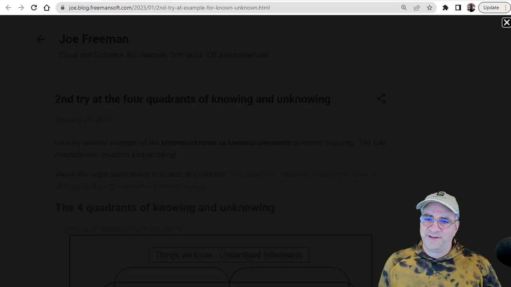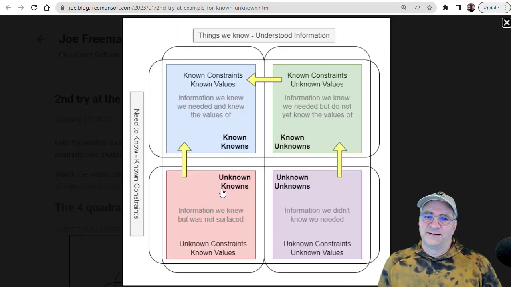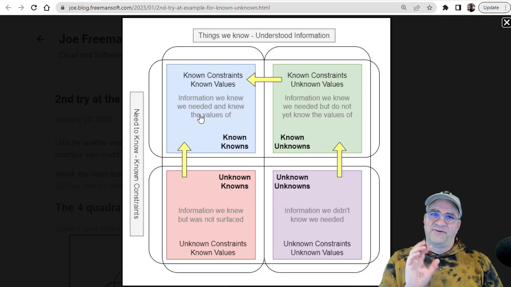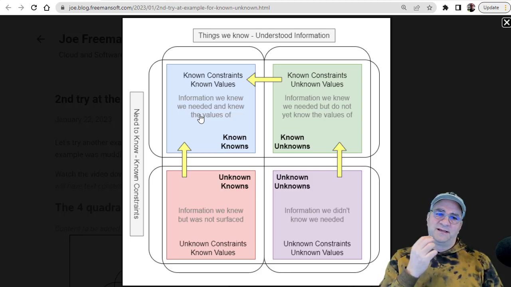So if we look at the four quadrants, really, it's the known knowns, where we know the constraints and we know the values of those constraints. It's information we knew we needed, and we know the values of that information. We know the information required to satisfy that constraint.